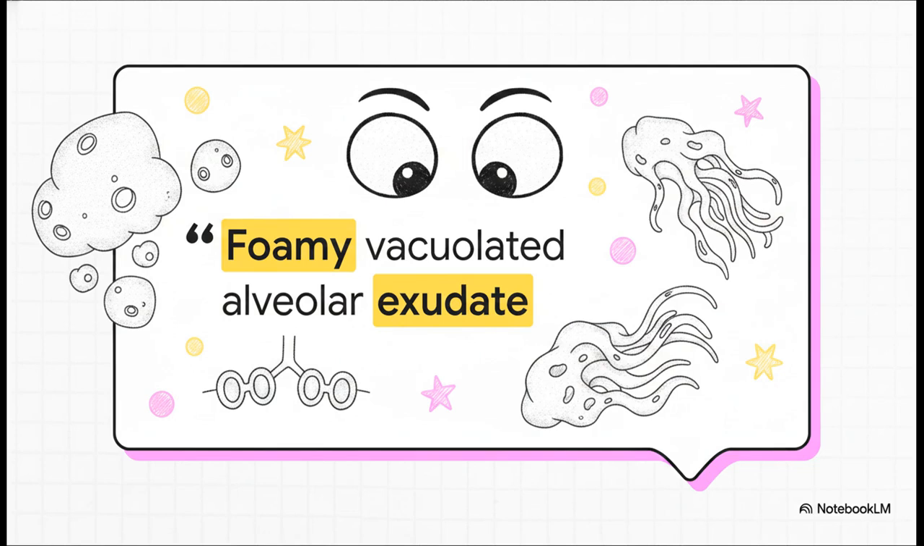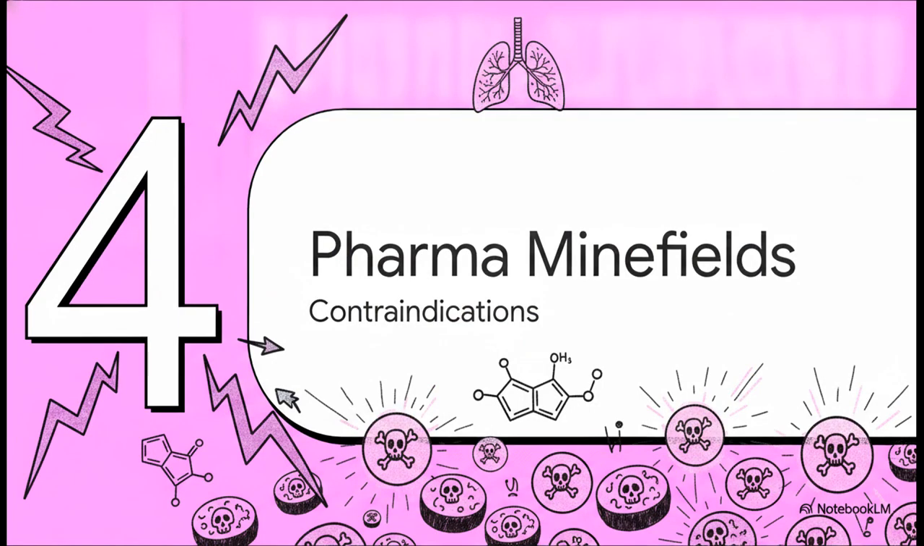Okay, listen closely to this exact phrase. Foamy vacuolated alveolar exudate. Burn this into your retinas. If you see this pathognomonic phrase describing an H&E stain on a lung biopsy, the answer is PCP. The trap here is that an H&E stain can't actually identify the organism itself, but that foamy exudate it leaves behind, dead giveaway. Section 4. Pharmacological minefields. Navigating treatment contraindications.